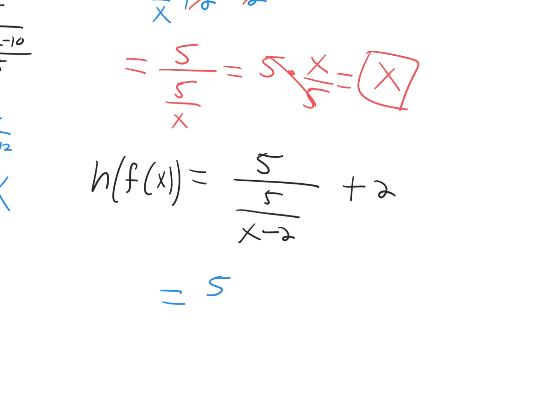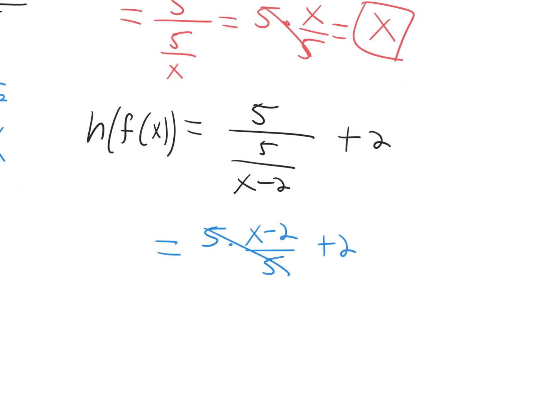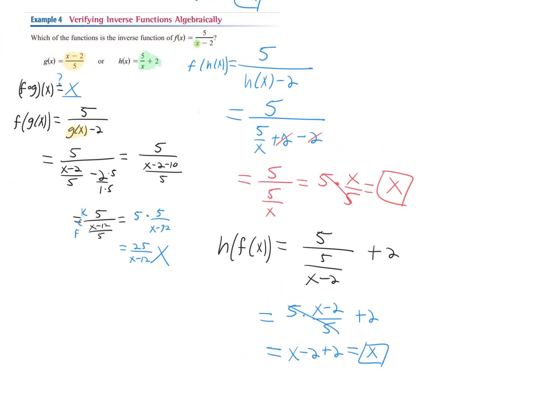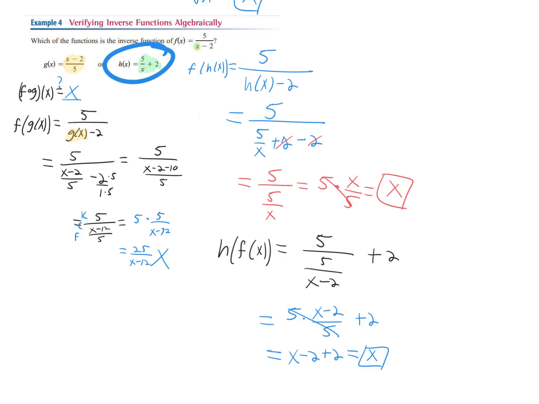So this is going to be 5. We can keep, change, flip again. This is going to be 5 times x minus 2 over 5 plus 2. The 5s are going to cancel out. And so this is going to be x minus 2 plus 2, which is indeed x. So we get that h and f are inverses. So I'm going to circle that one, right? H and f are inverses.